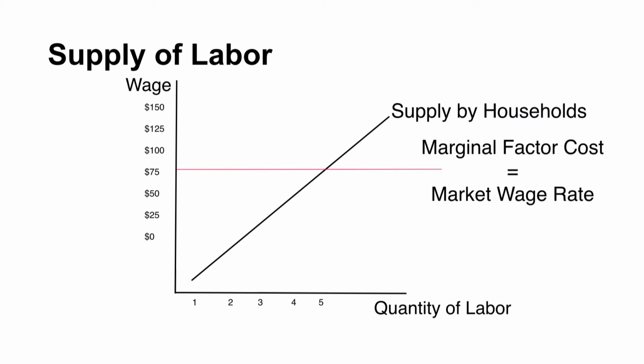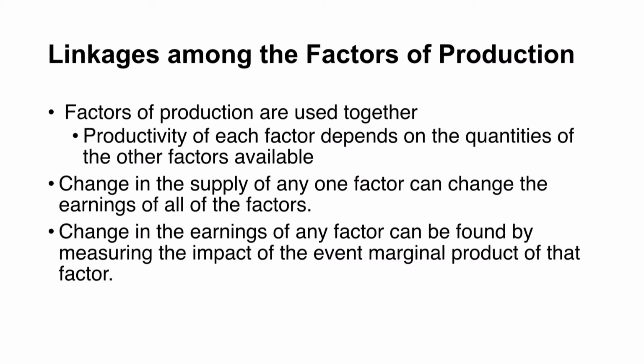So what does this tell us? Well, the supply of labor by the household is going to reflect the point where the marginal factor cost is equal to the wage rate. So what we can see is that the supply of labor in many ways is associated with the wage rate that the firm pays for the workers.